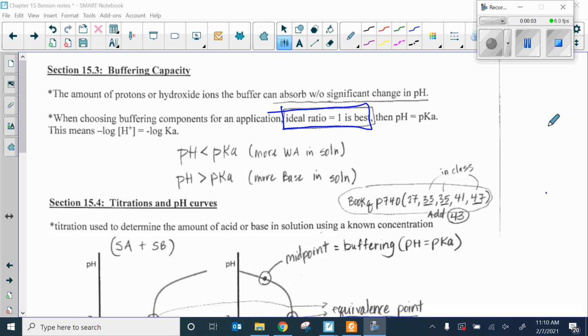Good morning, everybody. We're going to continue on with 15.3. And so we're going to talk about our buffering capacity here.